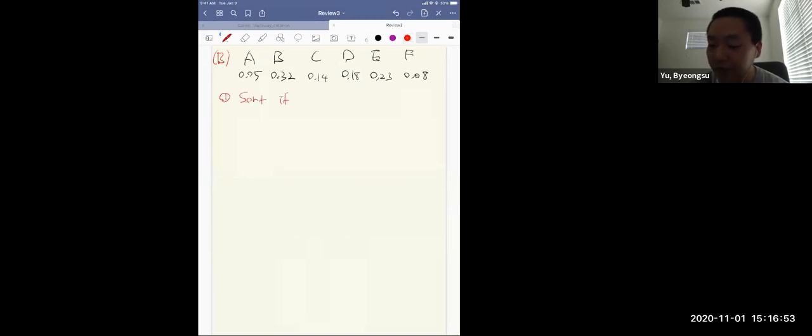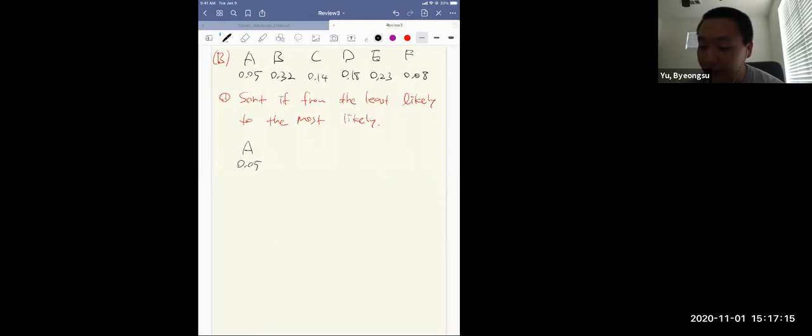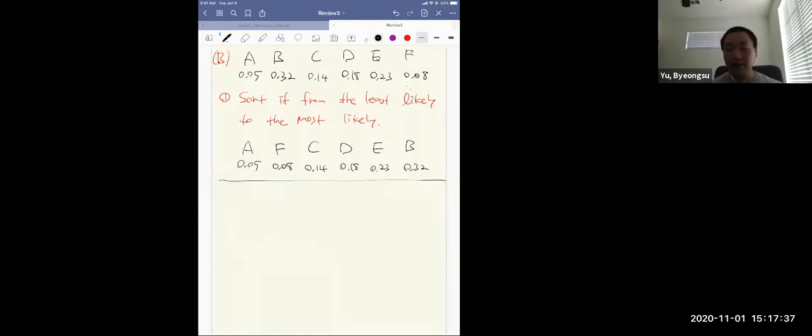Then the first thing you need to do is sort it from the least likely to the most likely. So here the least likely is A, so you just put A first, 0.05. And the next least likely is F, which is 0.08. And the next one is C, 0.14. Next one is D, 0.18. And the next one is E, 0.23. And the last one is B, 0.32. And that's the first step.